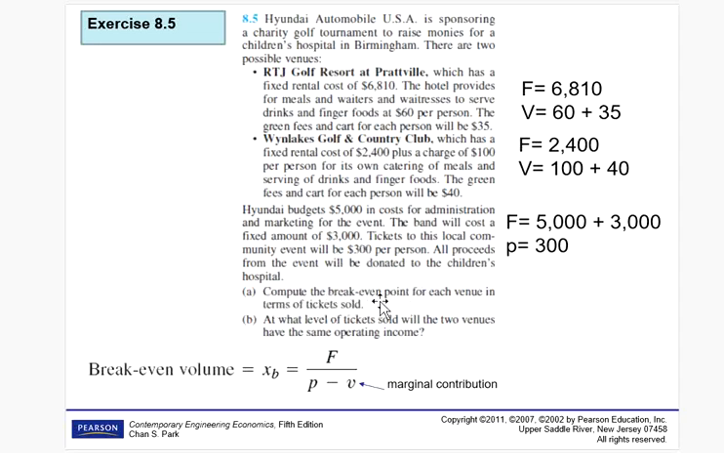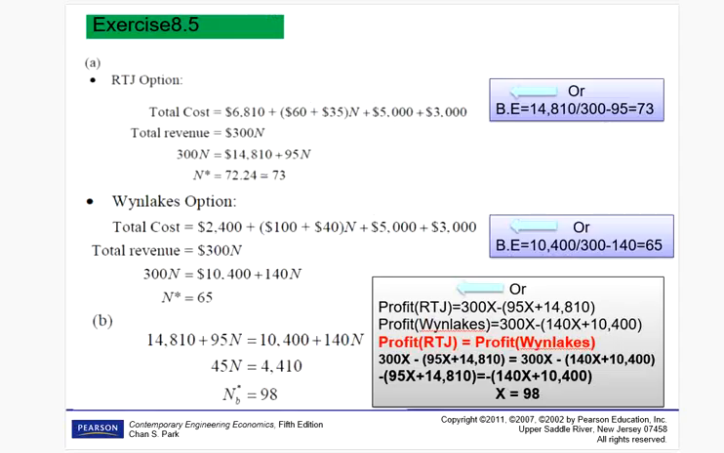Part A says compute the break-even point for each venue in terms of tickets sold, that is, how many tickets we must sell in order to break even. If you are choosing this event, or if you are choosing this event, you have to calculate a break-even for each one. So this is what I'll show on the next slide.